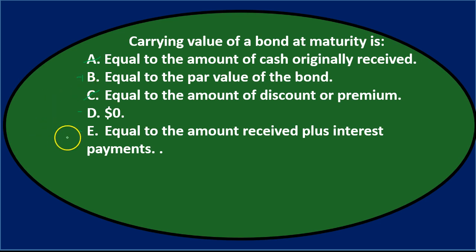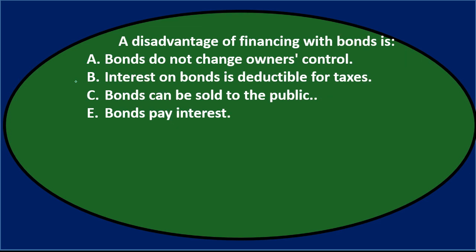We're looking for B. And then E says equal to the amount received plus interest payments. And that's not going to be correct because the interest payments are already going to be expensed. They're not going to be doing anything to the balance sheet accounts, to the bond accounts. So the correct answer is going to be B. So once again, carrying value of a bond at maturity is B, equal to the par value of the bond.